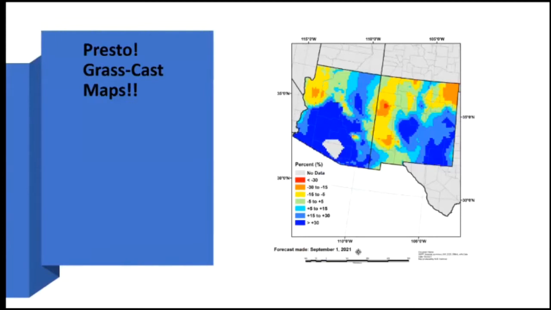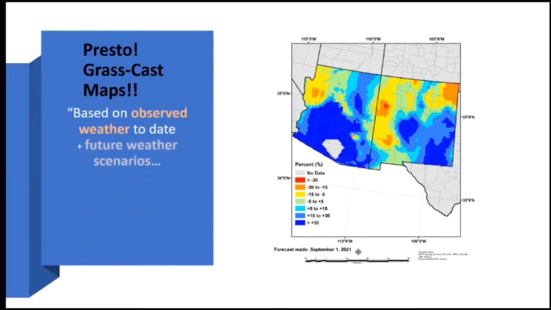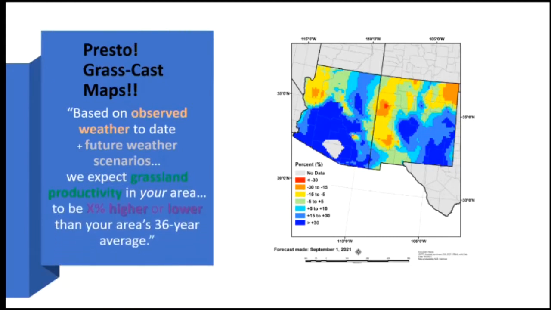Now there's a lot of colors here. It can seem pretty overwhelming, so don't panic on me. I'll take it apart for you here in just a moment. For now, let's suffice it to say that the maps are telling us, based on the observed weather to date, plus future weather scenarios, we expect grassland production in your area to be some percent higher or lower than your area's 36-year average.